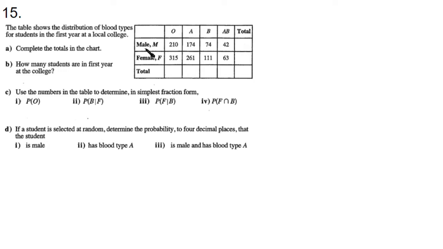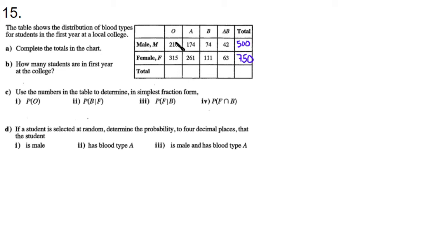So for example here, the total number of males is 500 if we add up these four numbers. So we're going to get 500. The total number of females is 750. And then we're going to add up the columns. So these are the blood types.